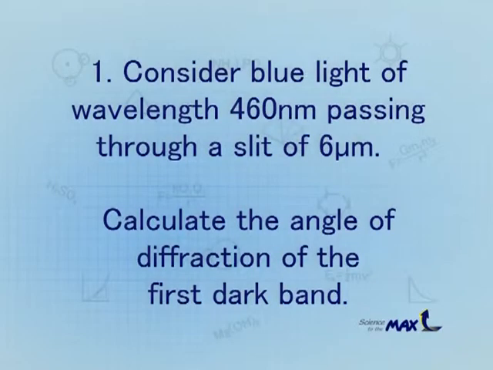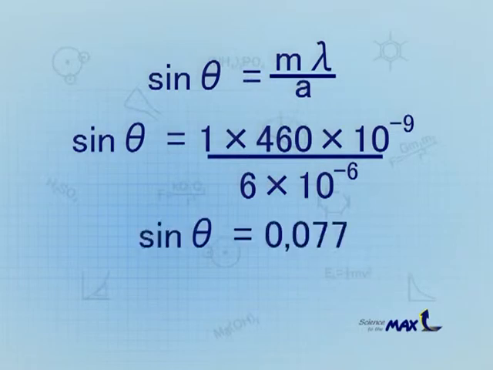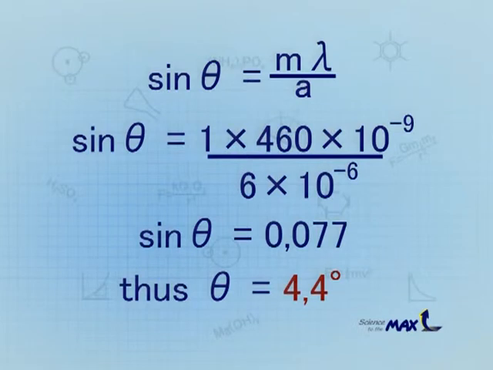How will the pattern change if we use blue light instead of red light? It has a shorter wavelength. Let's do a calculation like that. Consider blue light of wavelength 460 nanometers passing through a slit of 6 micrometers. Calculate the angle of diffraction of the first dark band. Sin theta is equal to m multiplied by lambda divided by a. So, sin theta is equal to 0,077 and theta equals 4,4 degrees.